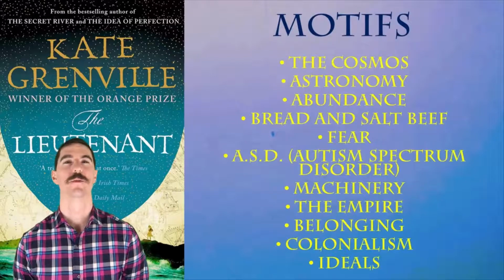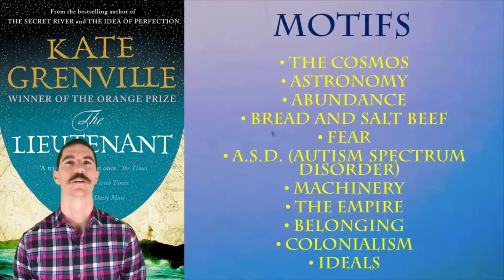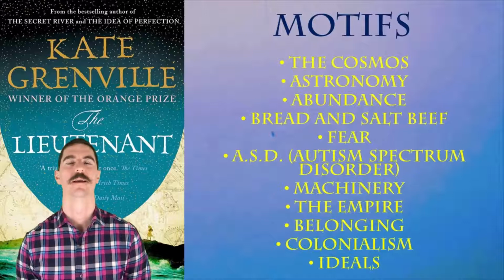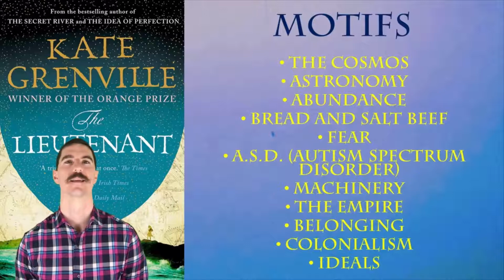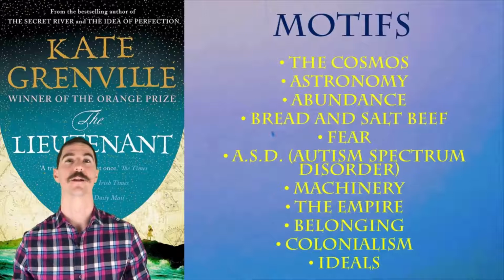So motifs are symbols that run throughout the entire novel, and the two basic ones to start off with are the cosmos and astronomy, which is one way that he really understands the world, and he is often using it as a symbolic representation of how he feels or how his character or how his confidence is developing throughout the story.